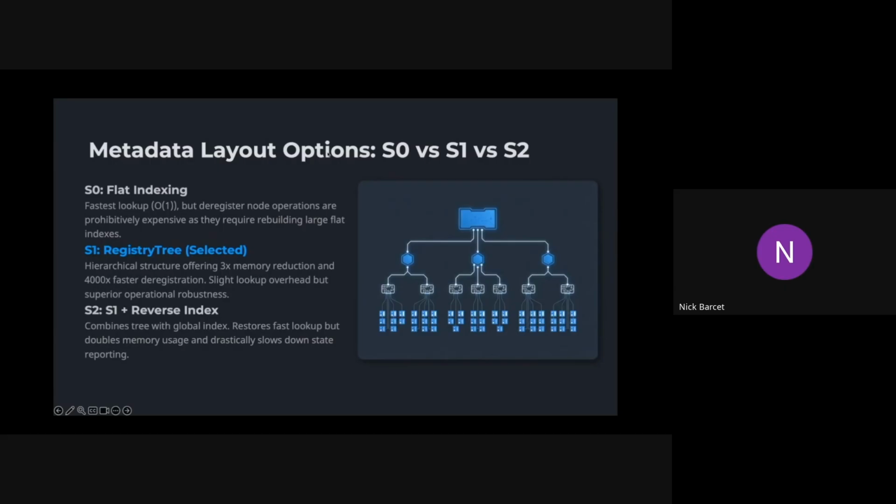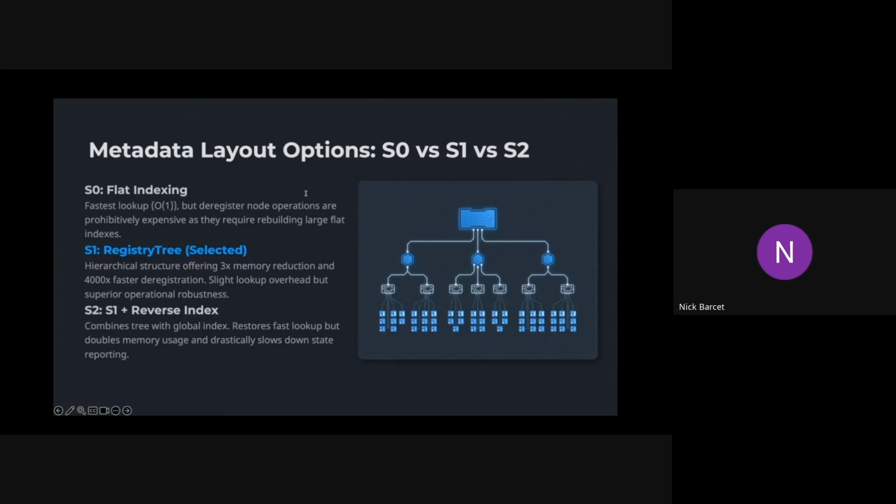It offers the fastest O(1) lookups, but is terrible for deregistering a worker and full sync, since seeking and removing all KV-cache metadata from a large map is too slow. Solution 1. Register tree. It is our choice. It uses a tree structure, so lookups are slightly slower than O(1). It reduces memory usage by 3 times and makes deregistration 4,000 times faster. This robustness is key for operations. Solution 2. Hybrid.